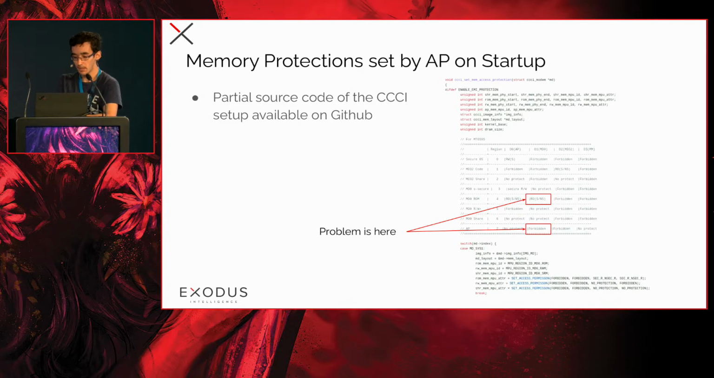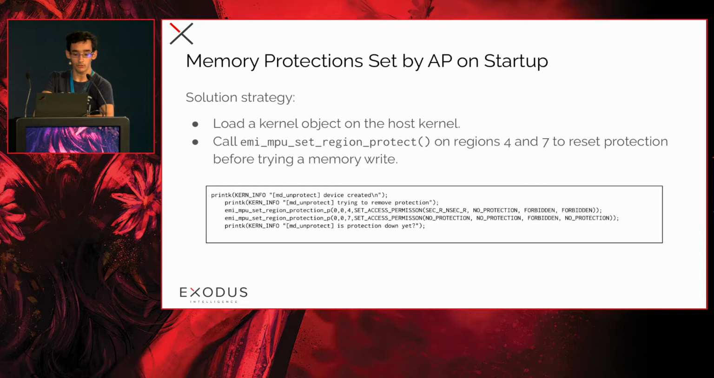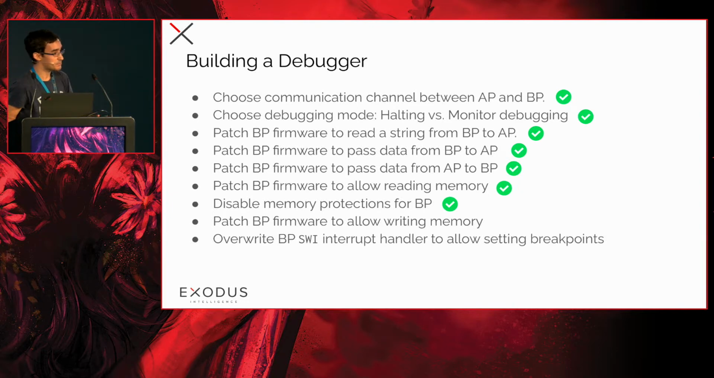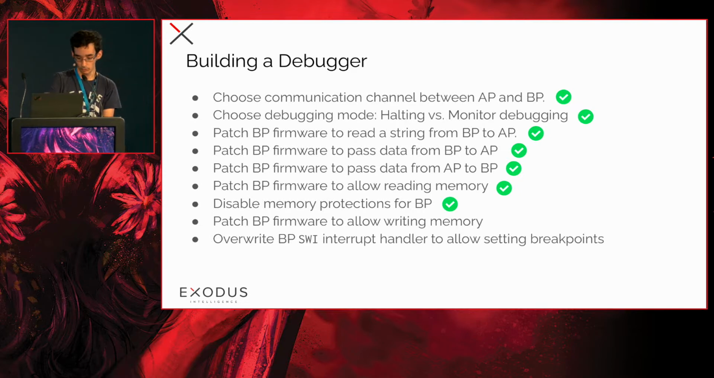regions being flagged as read-only or forbidden completely. And to deal with this, we can just create our own kernel object, and we can call EMI_MPU_set_region_protection to undo these protections. Here you can see that we are programming no protection for both regions that we are interested in. Now that we have disabled our memory protections for the baseband completely, we can pretty much write memory. We can write wherever we want in the ROM. We can actually instruct the baseband processor to write wherever we want in its ROM.